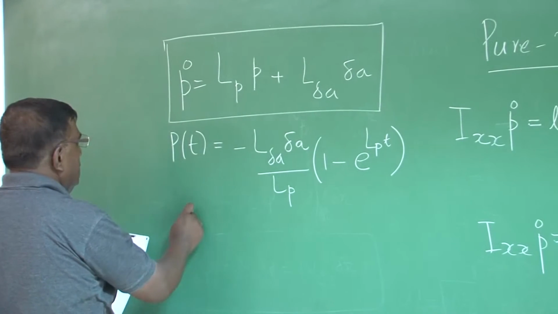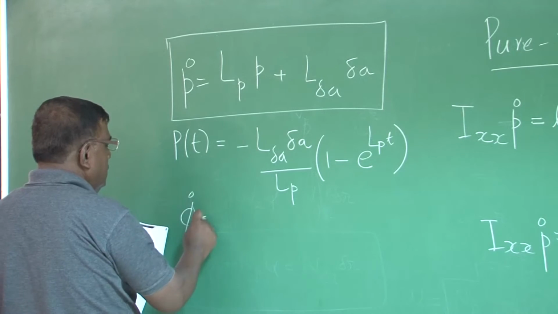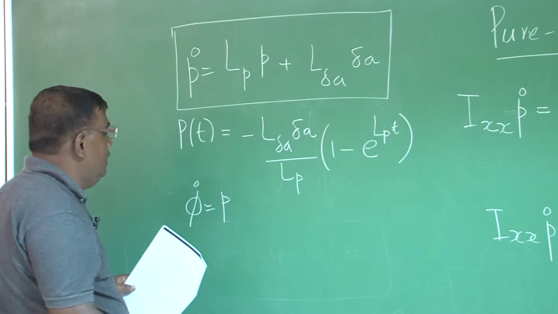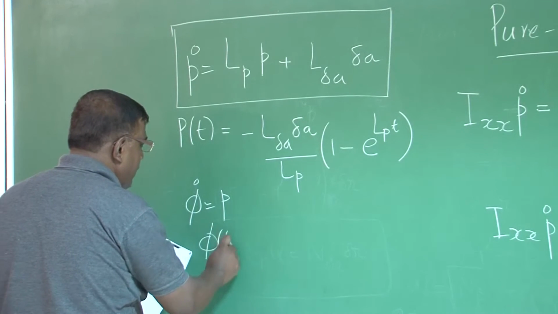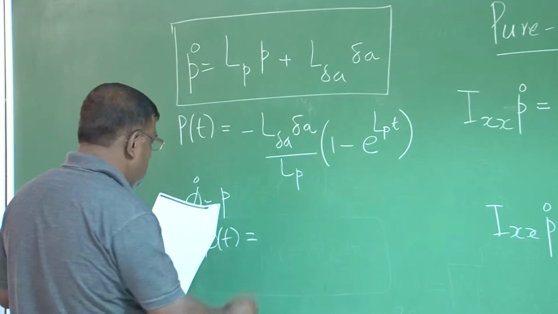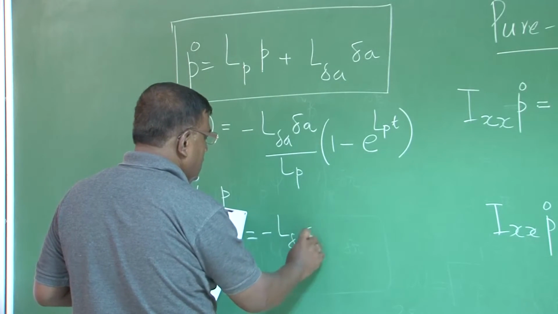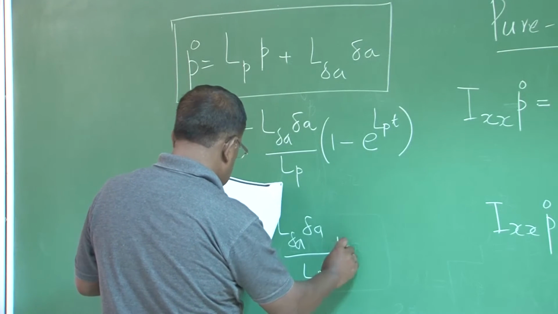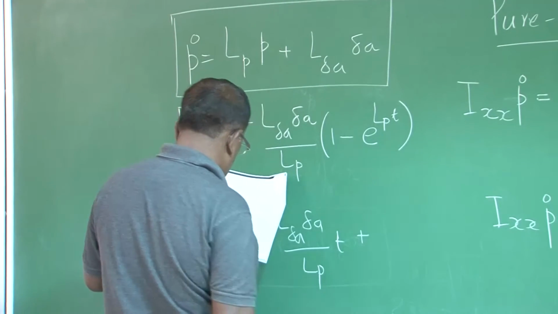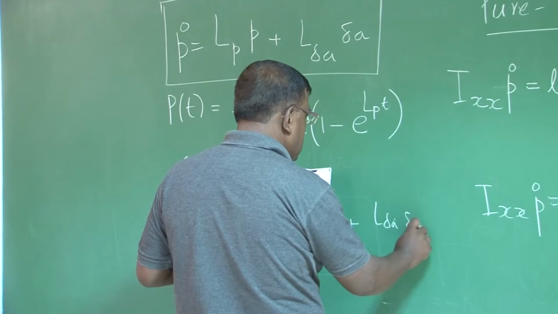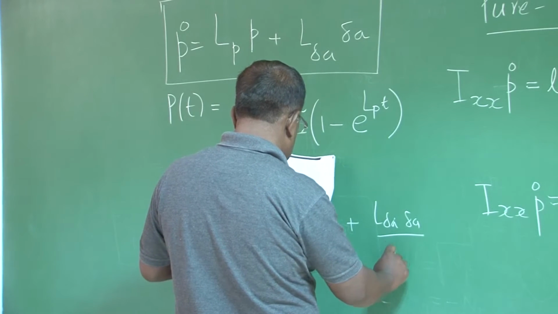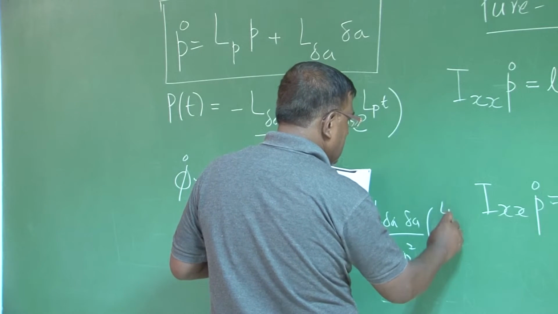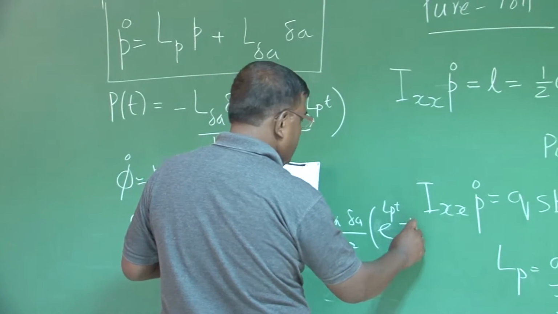And easily you can find, because phi dot is equal to p. We are only doing one dimensional roll, and phi is the bank angle. So from here you can find phi of t equal to minus L_delta_A into delta A by L_p into t plus L_delta_A into delta A by L_p square into 1 by e to the power L_p t minus 1.